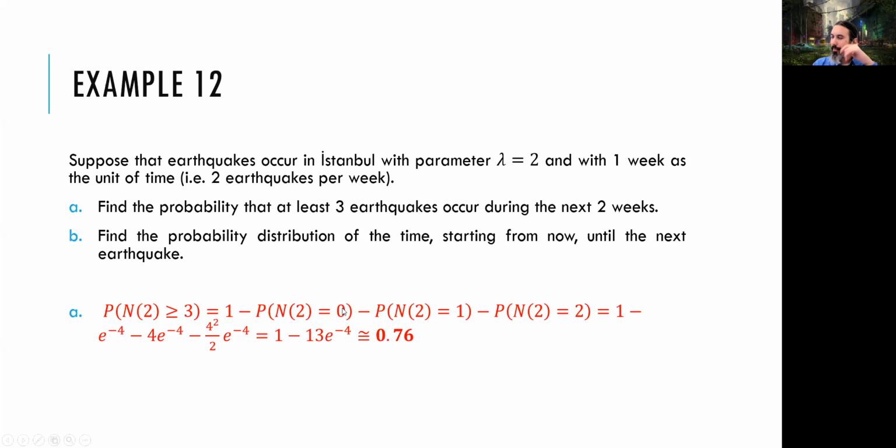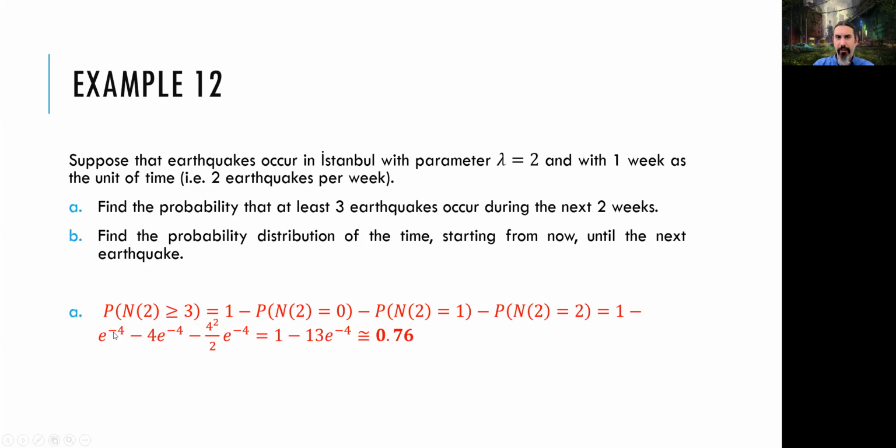As you can see here, there is 2. This is the 2-week notation: 0 earthquakes in 2 weeks, 1 earthquake in 2 weeks, 2 earthquakes in 2 weeks. Those are the probabilities. I also know that lambda is 4, so i is 0.